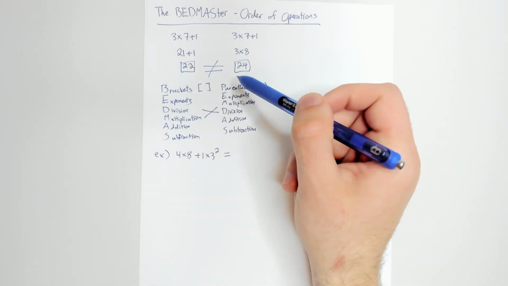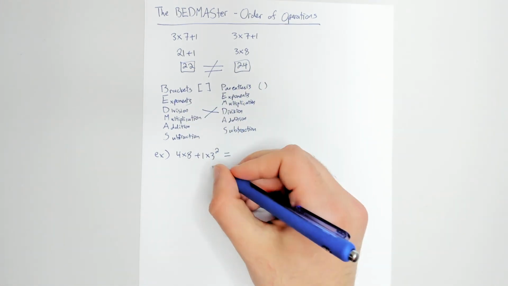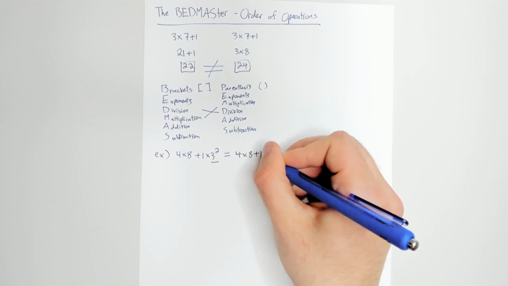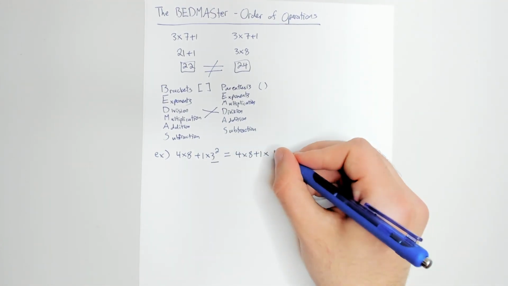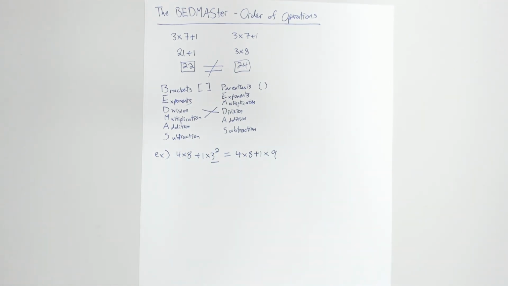So there's no brackets or parentheses to worry about, but we can worry about exponents. So exponents is the first thing we're going to evaluate here. So we're going to get 4 times 8 plus 1 times, and then what's 3 squared? That's 9. So that's kind of the first piece of this whole thing that we've evaluated.